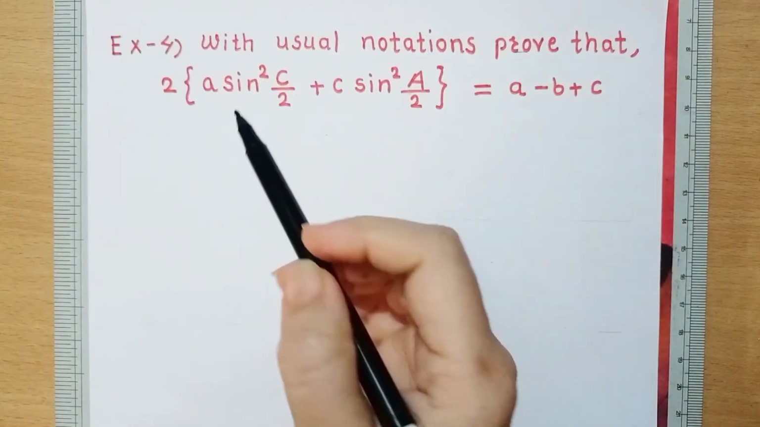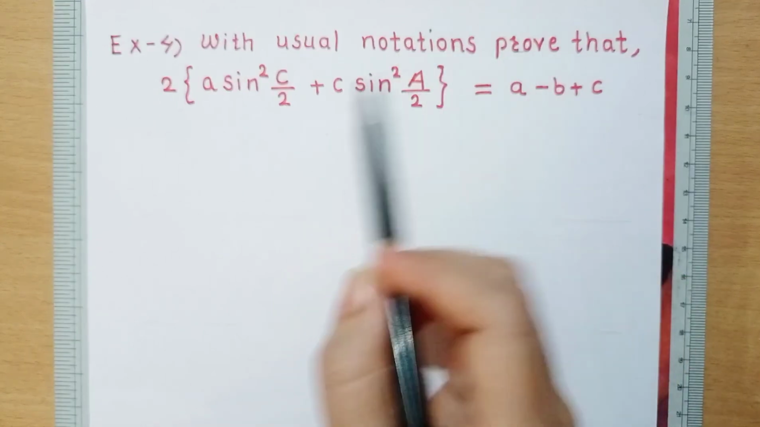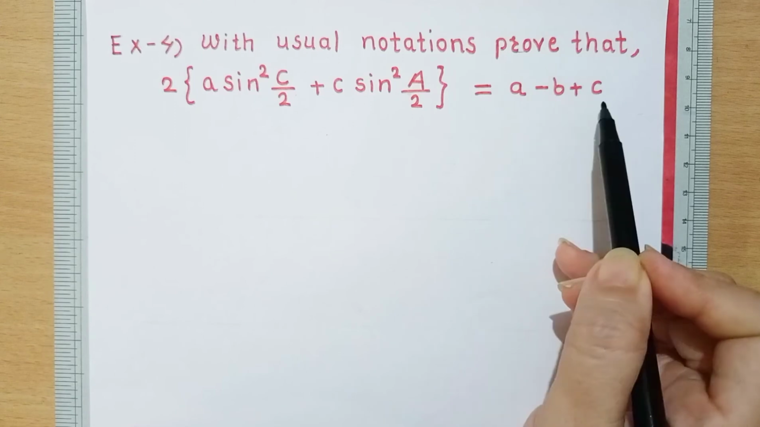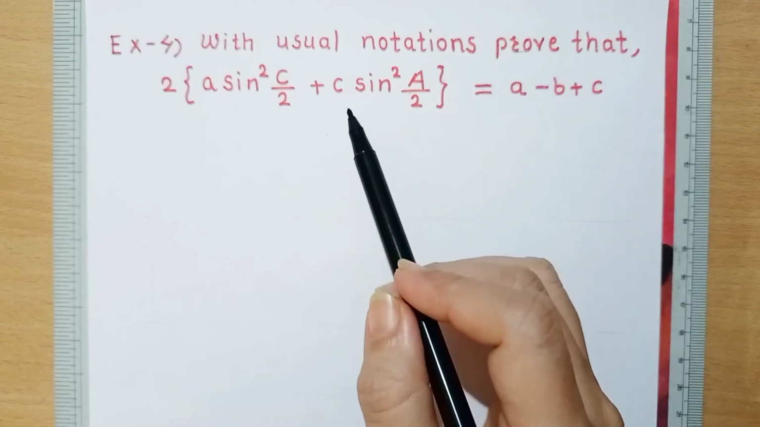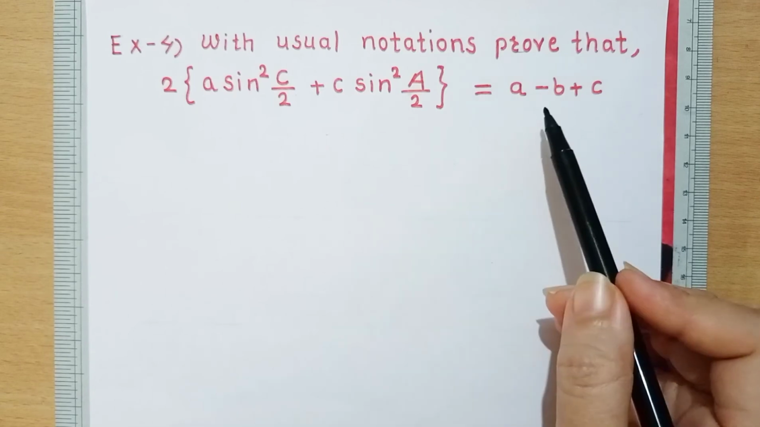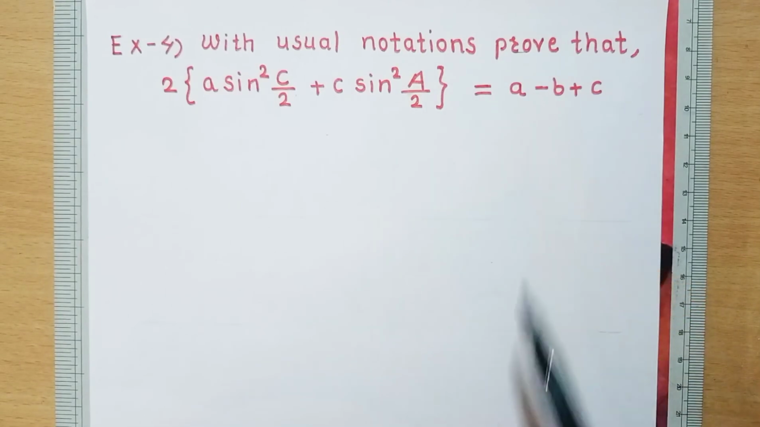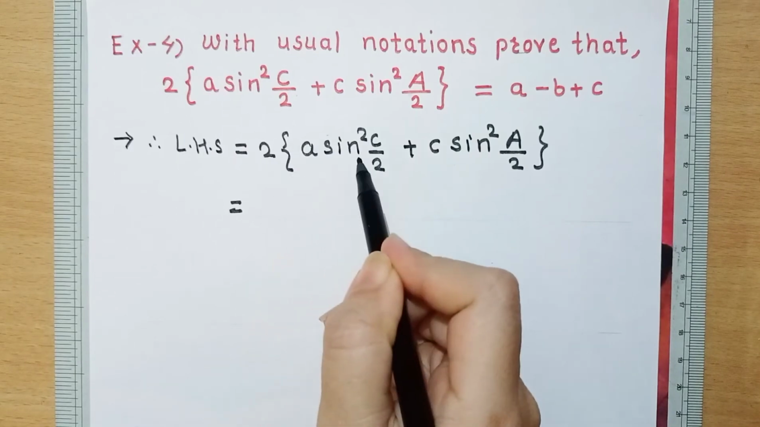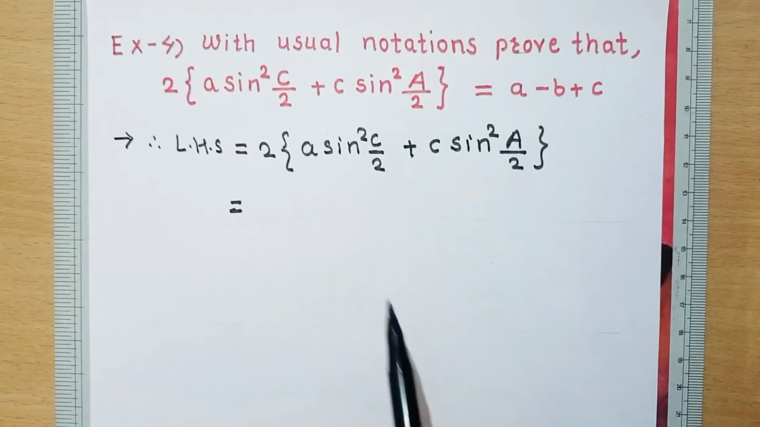Let's solve the fourth example, and here we have to prove that this is equal to A minus B plus C. So we will start from LHS and we will use rules and we will prove that it is equal to RHS. Now we will multiply by 2 separately for the first term and for the second term.